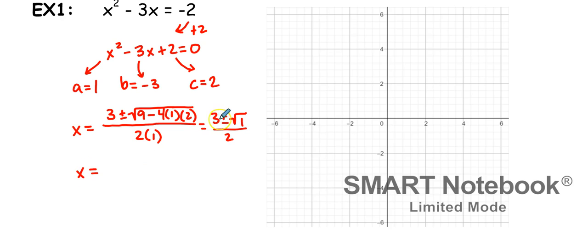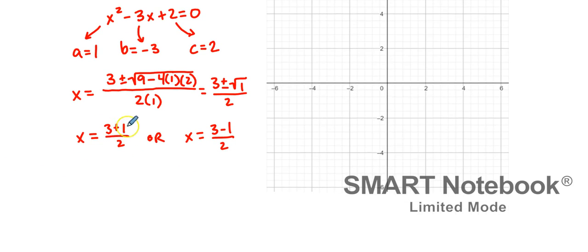Simplify a little bit further. 3 plus or minus the square root of 1 means that the first thing we're going to do is add 1, and then the second thing we're going to do is subtract 1 from 3. So 3 plus 1 over 2 and 3 minus 1 over 2 are going to give me my two roots. Go through and simplify. Remember, we're going to simplify the top completely and then divide.